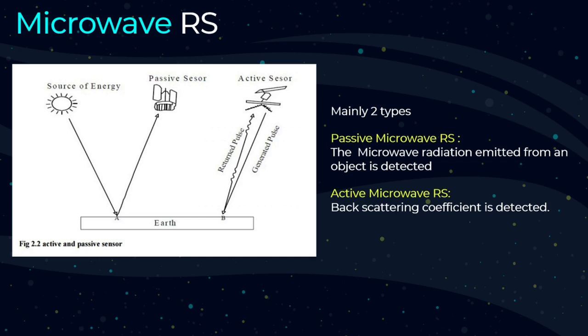So today we discussed the types of remote sensing with respect to the wavelength regions.